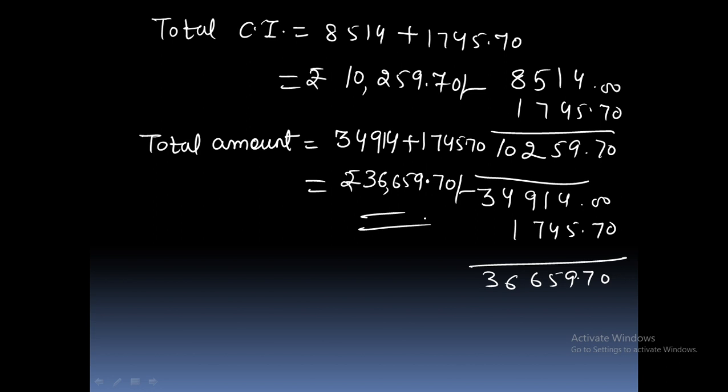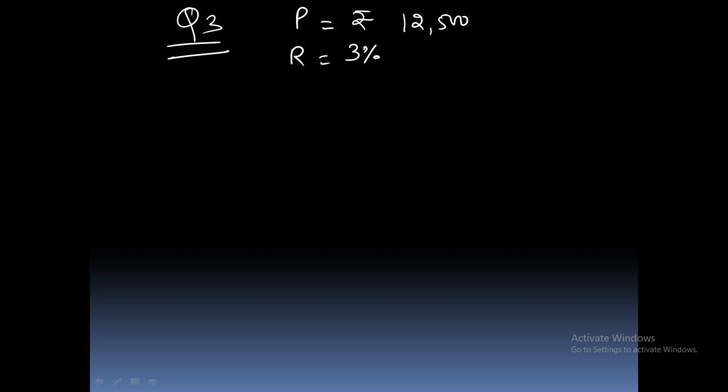And next question is question number 3 of the NCERT book. In this question, Fabina borrows rupees, the principal amount, 12,500. Rate of interest is given 12% per annum. Time is given 3 years.